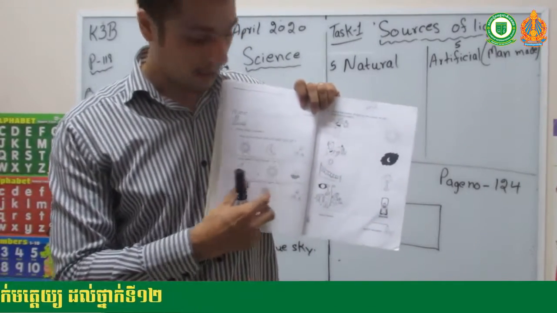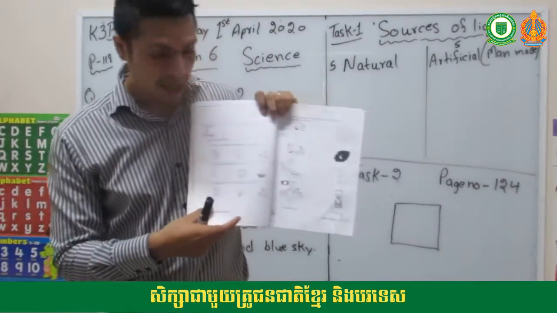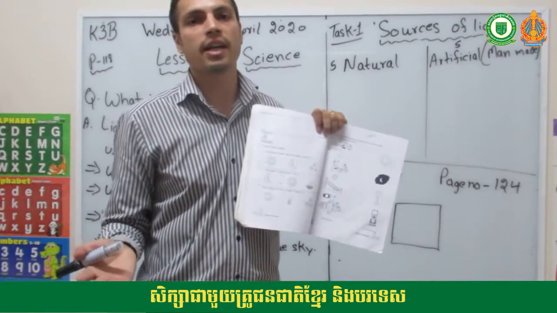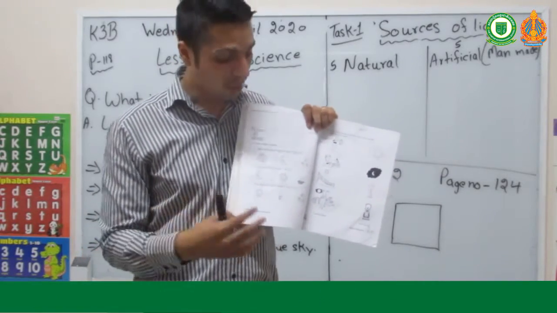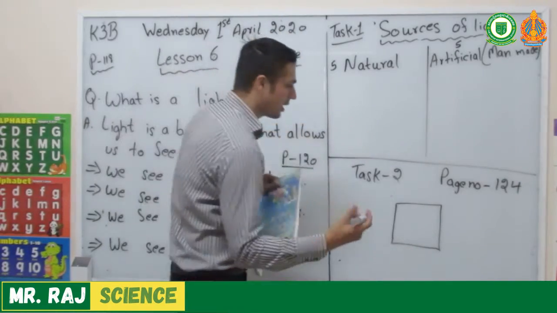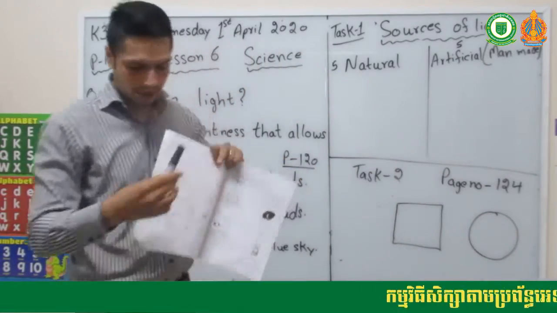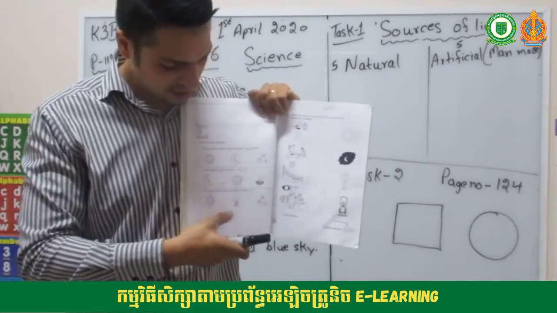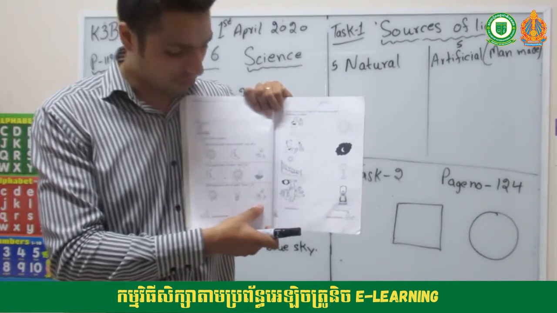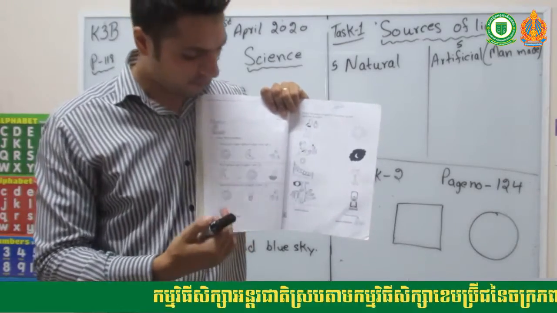Next, what lights your room at night? Circle it. So the third one is, what gives us light in the night time in the room? We cannot get the light from the moon in the room. So circle it. You have sun, you have light bulb and you again have glow worms.